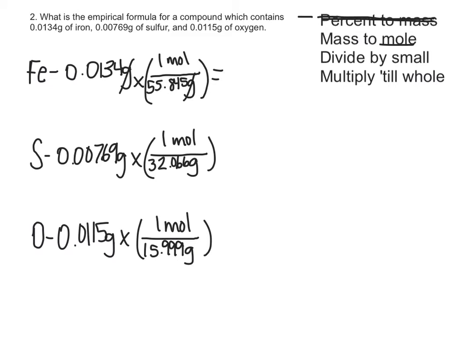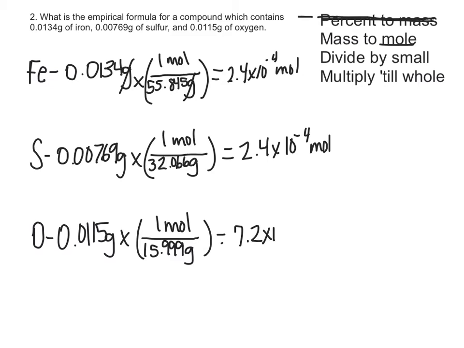So when I do the math here, for iron, I'm going to get 2.4 times 10 to the negative 4 moles. When I do the math for sulfur, I'm going to get 2.4 times 10 to the negative 4 moles. And when I do the math for oxygen, I'm going to get 7.2 times 10 to the negative 4 moles. Okay?